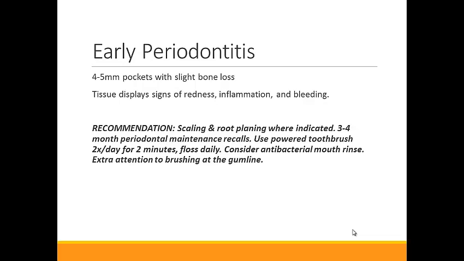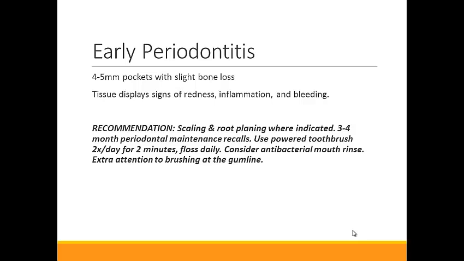A patient presents with early periodontitis. The indications for this would be 4 to 5 millimeter pockets with slight bone loss. The tissue displays redness or erythema, inflammation, also known as edema, and bleeding.